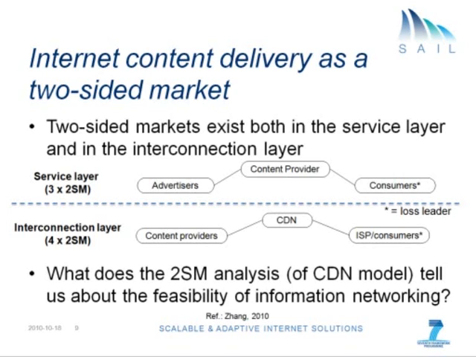But then there's also the interconnection layer, which focuses more on the actual bits transferred between the different networks. And here, a clear example of two-sided markets is content delivery network business, where typically content delivery networks subsidize ISPs and get the revenue from content providers who use CDN service.